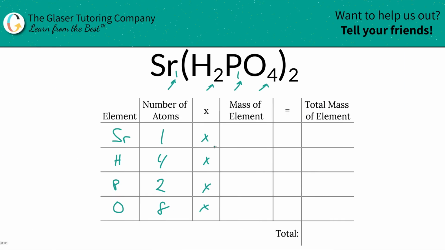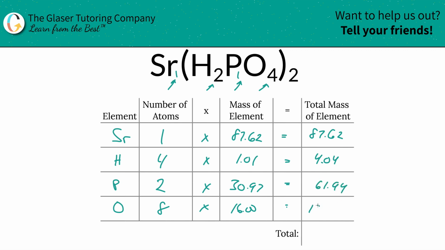So let's write that in. We have here 87.62. Hydrogen is going to be 1.01, phosphorus is 30.97, and then oxygen was 16. Then what you're going to do is find the total mass of each element in the compound by simply multiplying this row across. So this is 87.62 for strontium, hydrogen is going to be 4.04, phosphorus is going to be 61.94, and oxygen is 128. Don't really know why I wrote 180.